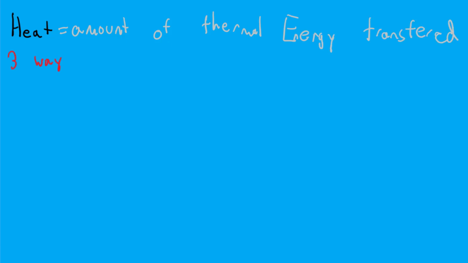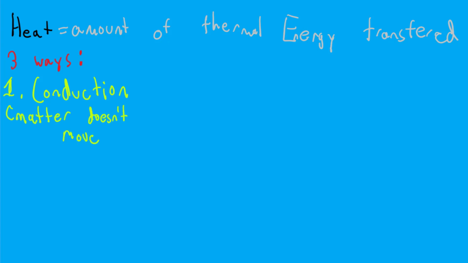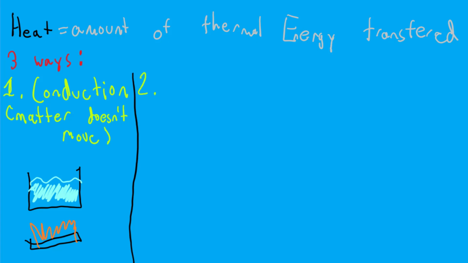There are three ways for heat to get transferred. The first is conduction. In this case, matter doesn't move at all. Take, for example, a pot on a stove. Heat from the flame is being transferred to the water without any material moving. All that's happening for this is particles of the pan are jiggling back and forth rapidly, but none of them move at all. The second way thermal energy can be transferred is with convection, where matter does move.